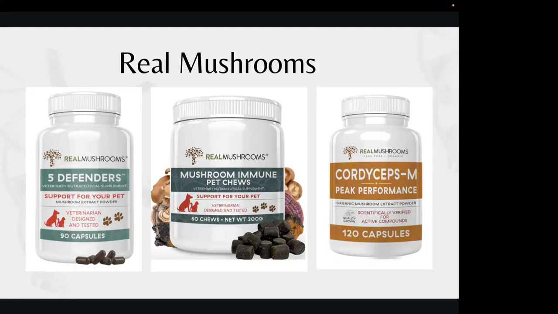There is a little bit of information out there that cordyceps may help patients with melanoma. So I do sometimes use the cordyceps mushroom on its own as opposed to the 5 Defenders, but most of the time I'm reaching for that multi-mushroom species.